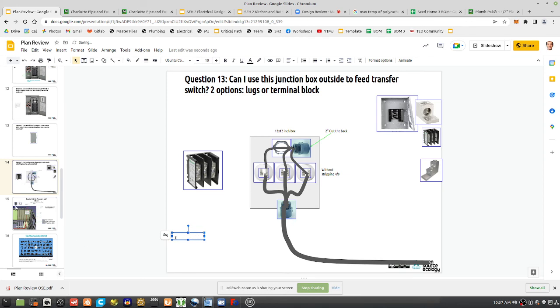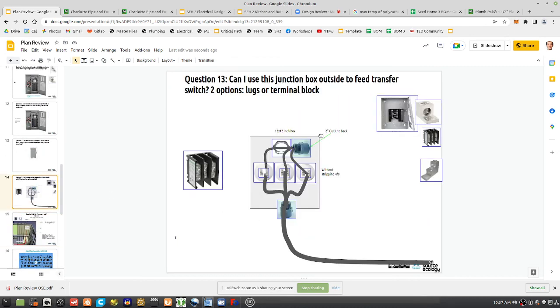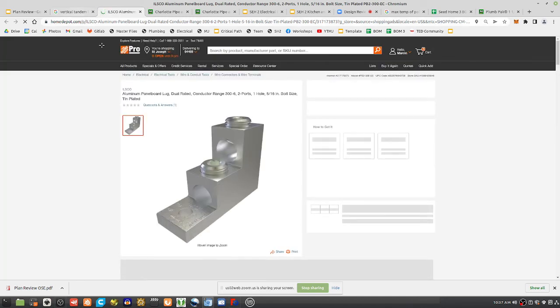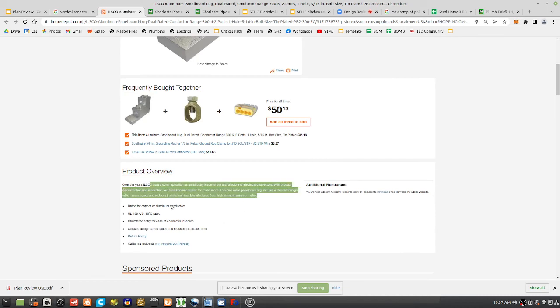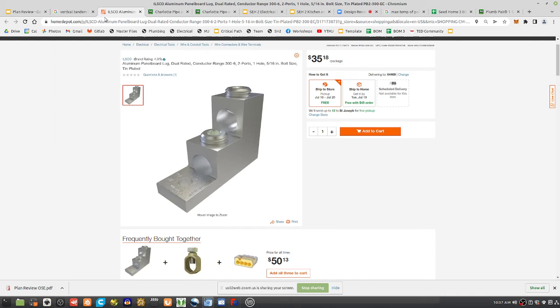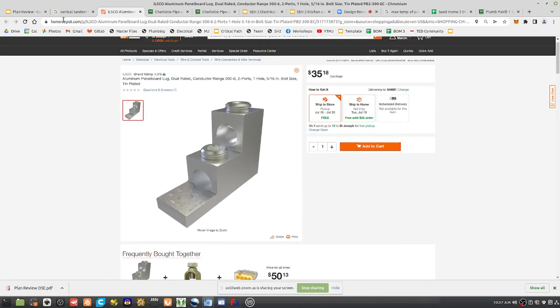Now, I assume that these terminal blocks are UL approved. Yep, they would be. So that helps. But whether it's code compliant or not, I'm not sure. I'll have to look. It says UL 486 A/B, 90 C rated. Does that tell us yeah or not really? It tells us that it's UL rated, UL approved, which is terrific. It puts you one step closer to getting it approved at the local jurisdiction.